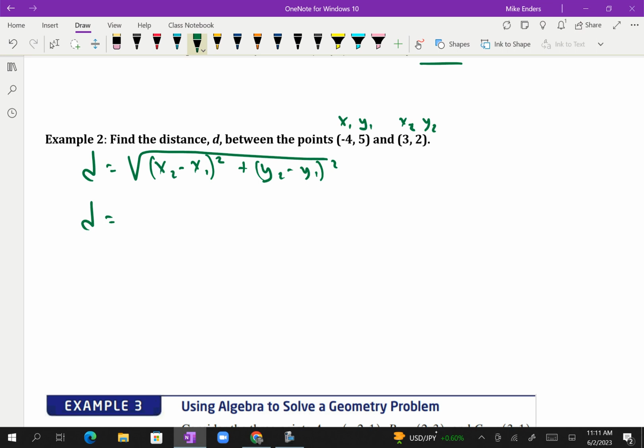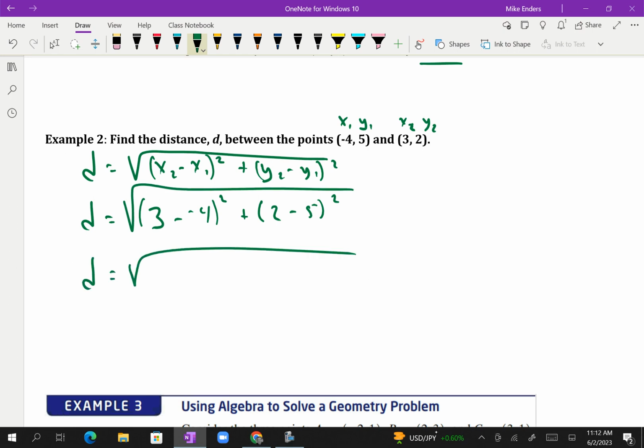So we fill these in. x2 is 3, x1 was -4. That quantity squared, plus, let's see, y2 is 2 minus y1, which is 5, that quantity squared, and of course we're square rooting the whole thing.